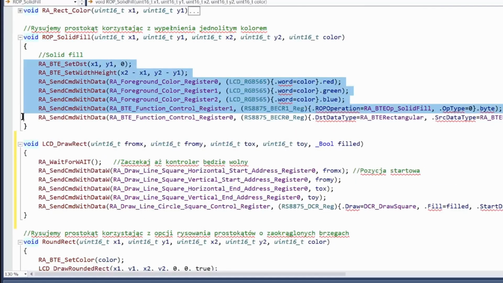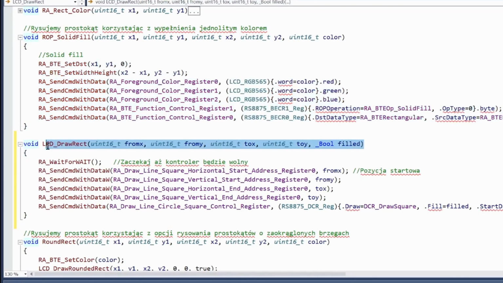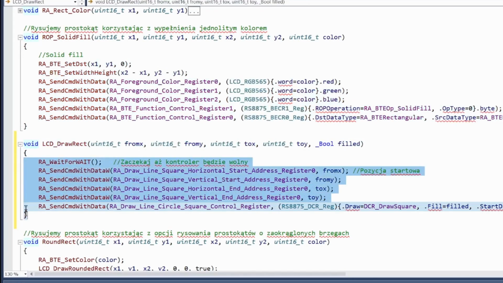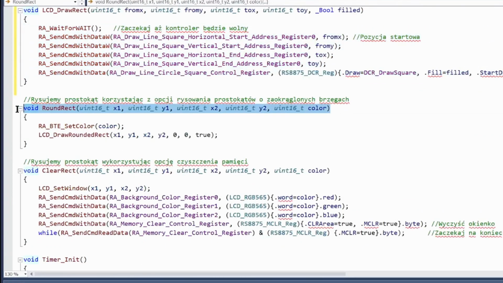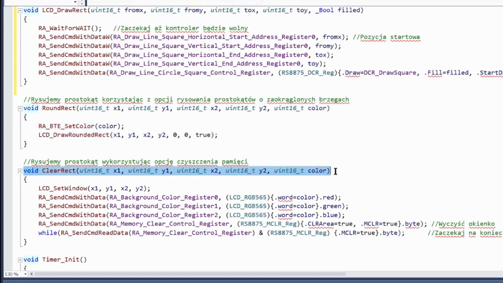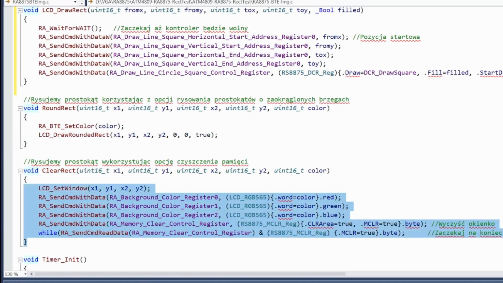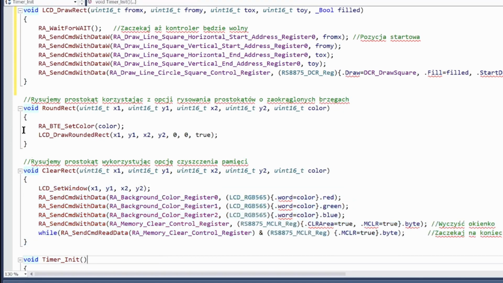So here are the functions. As you can see, all functions have the same arguments, which are the size of a rectangle. Basically, the functions send simple commands to the RA8875, which are, as a result, responsible for drawing rectangles. The execution time of each function is stored in the times array. At the end, the execution times, expressed as the number of cycles, are displayed on the screen.